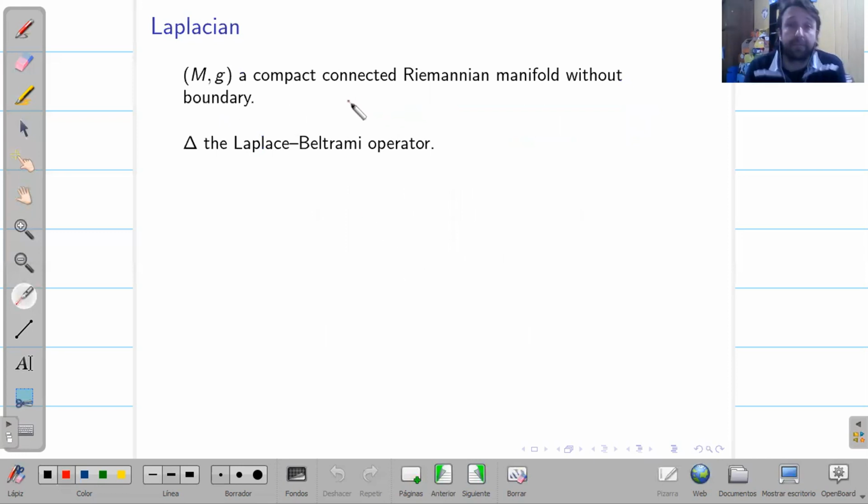Fix a closed connected Riemannian manifold. Closed means compact and without boundary. Associated to this object, we have a distinguished differential operator, which is called the Laplace-Beltrami operator. We will not need the explicit expression for this operator, which acts on functions. Okay, we will not need it.